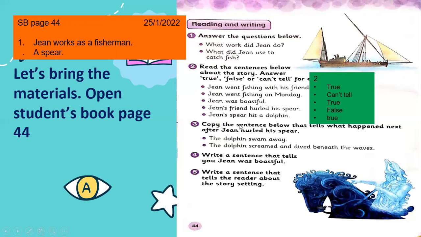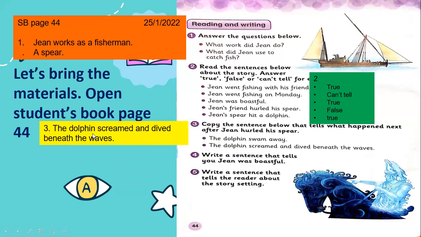Let's try to answer number 3. It says we should copy the sentence below that tells what happened next after Jean hauled his spear. Is it that the dolphin swam away? Or is it that the dolphin screamed and dived beneath the waves? What happened? Of course, the dolphin screamed and dived beneath the waves. That was what happened after Jean hauled his spear.